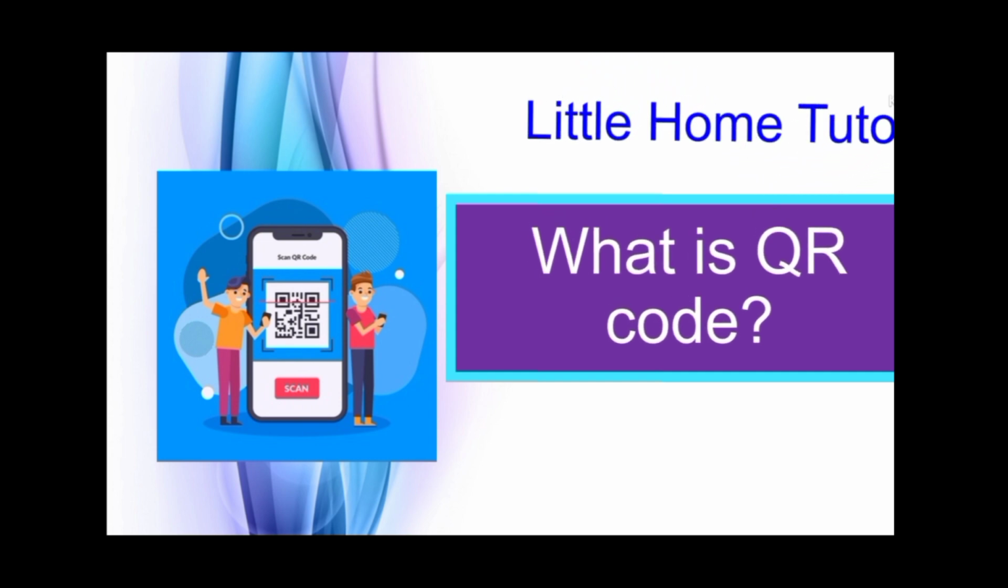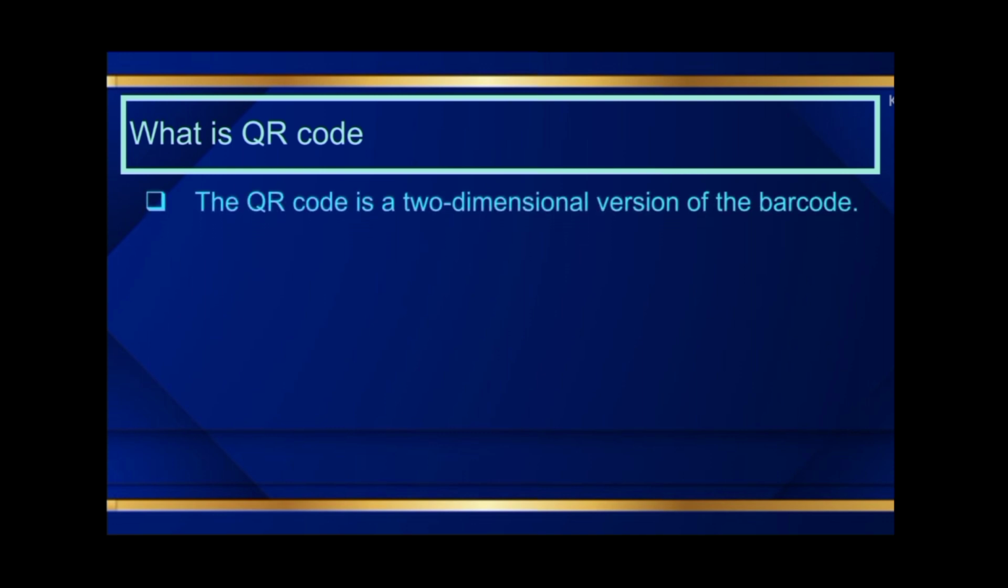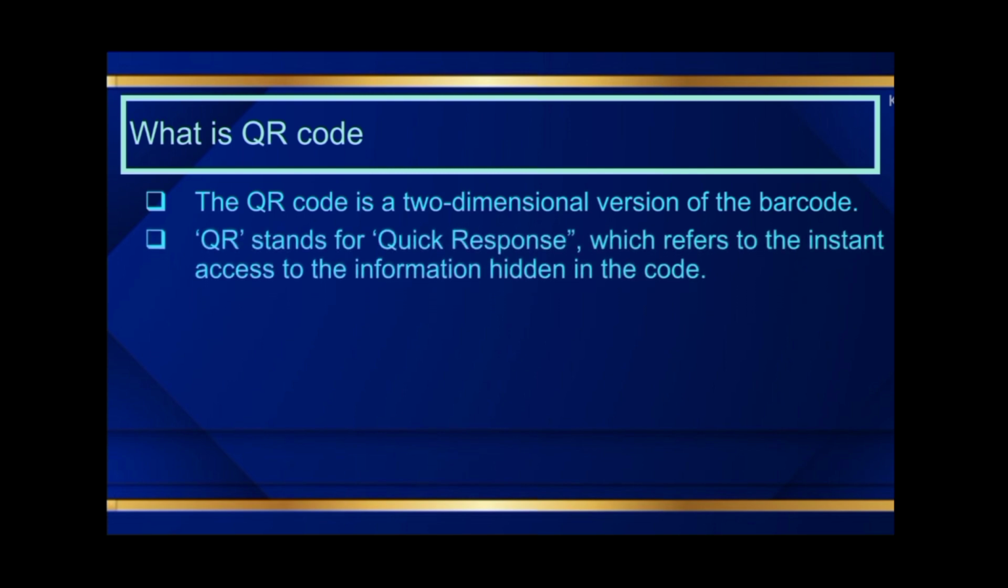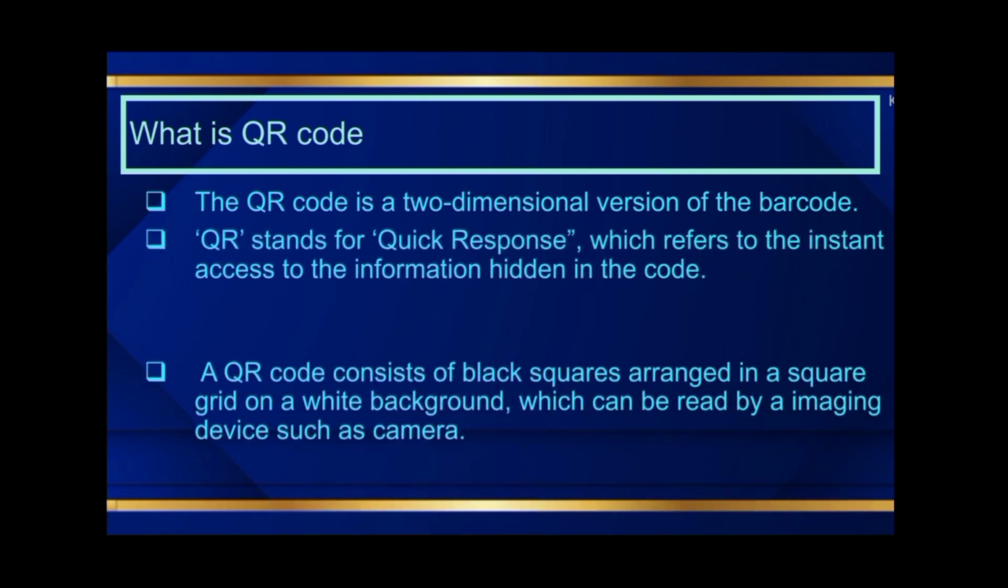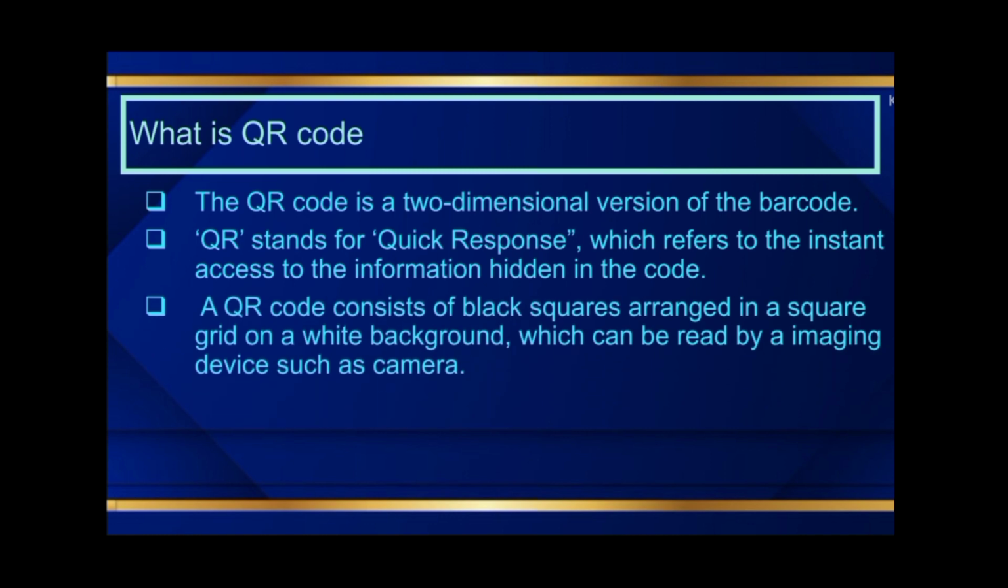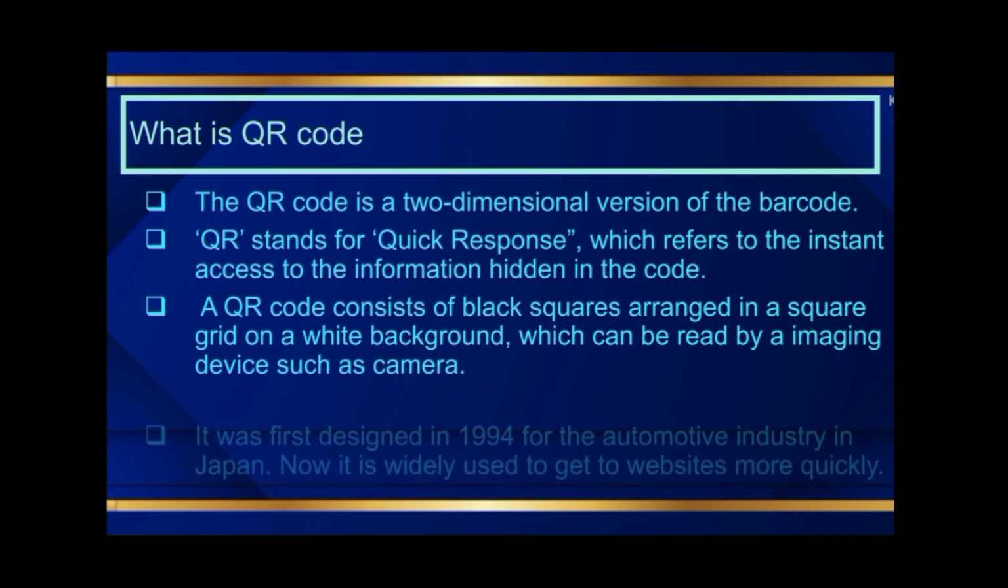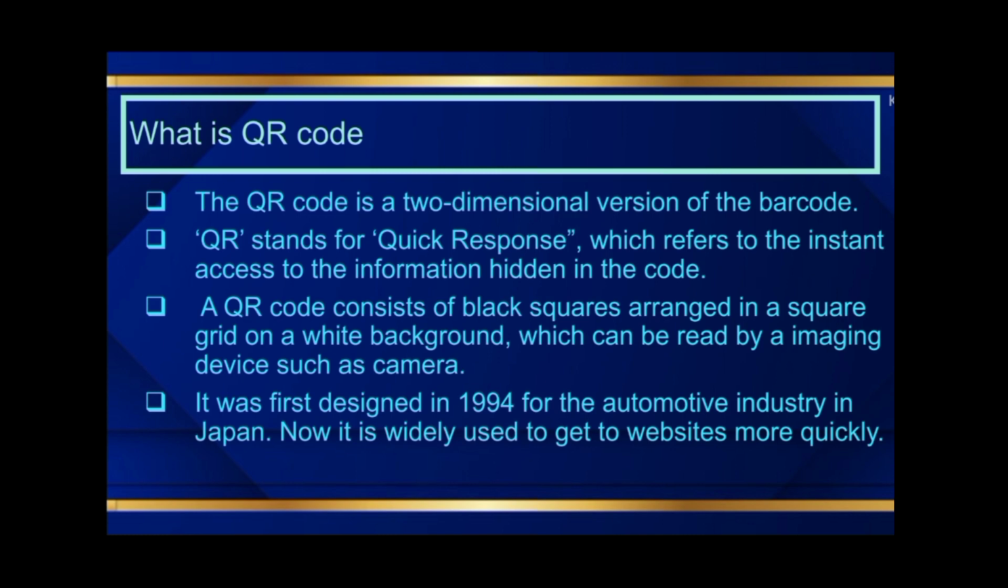Now we are going to understand what is a QR code. The QR code is a two-dimensional version of barcode. QR code stands for quick response, which refers to the instant access to the information hidden in the code. A QR code consists of black squares arranged in a square grid on white background, which can be read by an imaging device such as camera. It was first designed in 1994 for the automotive industry in Japan. Now it is widely used to get to websites more quickly.